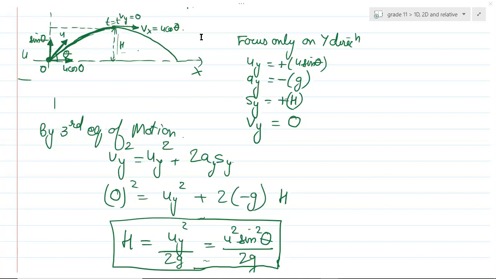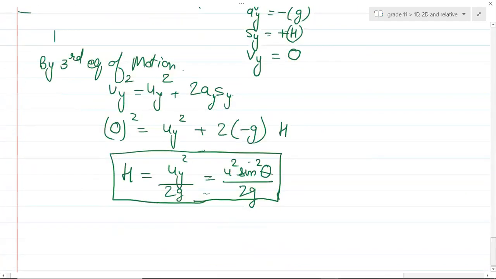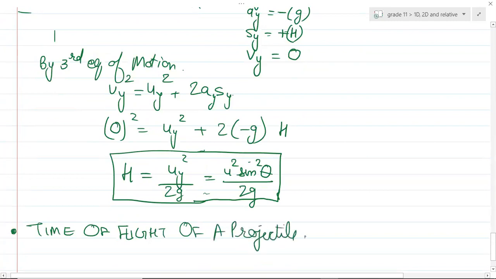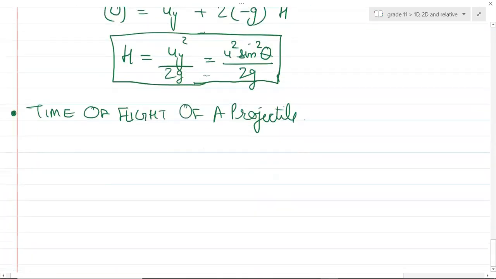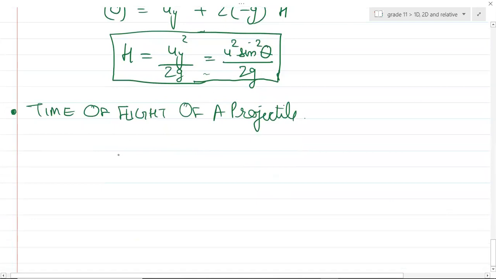Yes, done. So now the next derivation. Guys, write down the next derivation. The next derivation is for the time of flight of a projectile. Here, in the case of oblique motion, oblique projectile we're talking, so everything which we are answering is in terms of oblique projectile because we are discussing that.